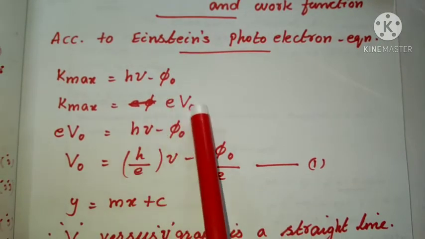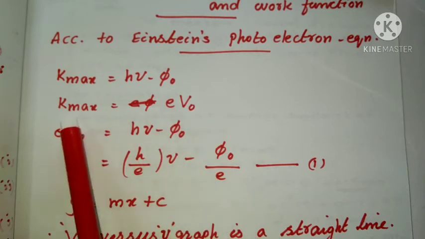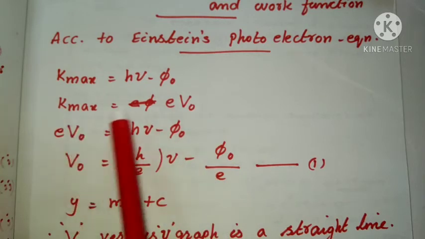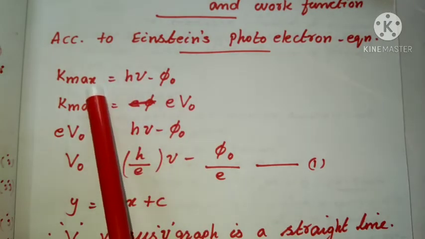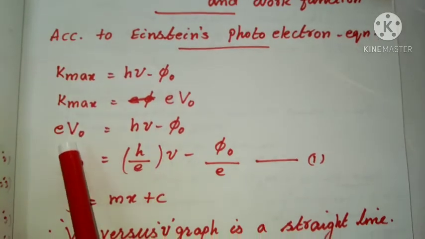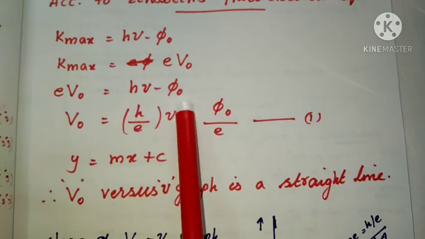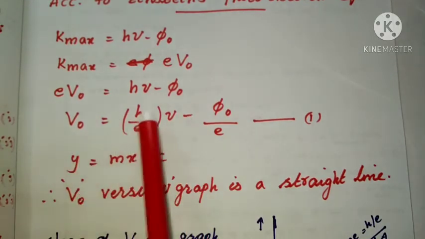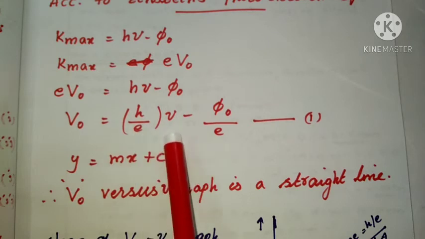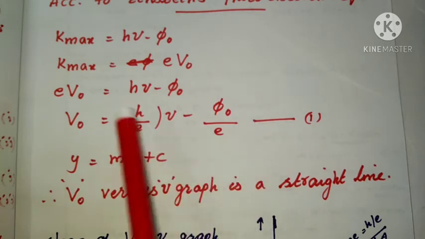Then if V0 is the stopping potential, we can write maximum kinetic energy equal to eV0. Substituting in the first equation, we get eV0 equals h nu minus phi 0. So from this we can write V0 equals h by e into nu minus phi 0 by e.